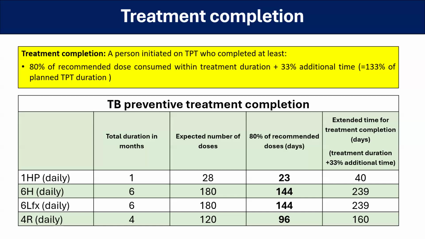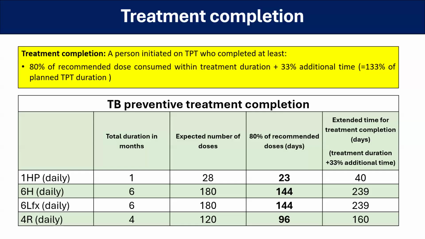So how do we ensure that at least 80% of the doses were taken? We look at the duration in months and the number of doses that we discussed earlier, that is, how many doses there will be in each regimen. So what could be the 80% of the recommended doses, and the extended time for the treatment completion. This is how you monitor whether the treatment completion has been achieved by the patient or not.